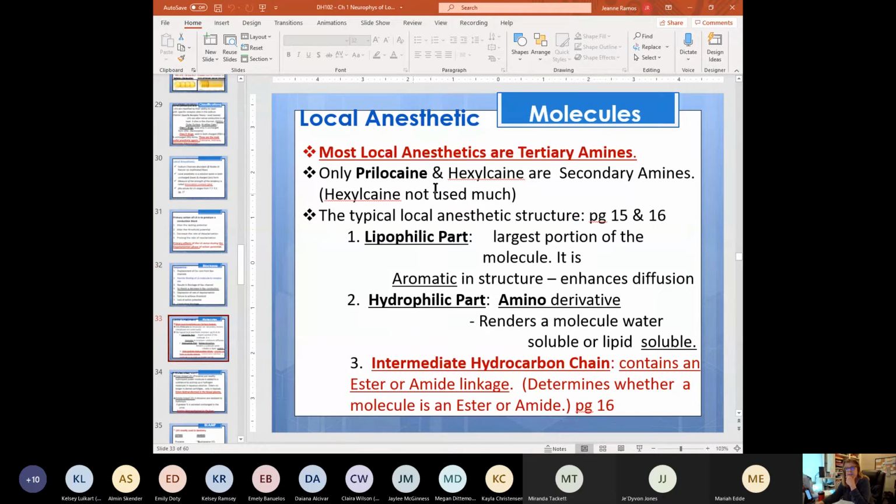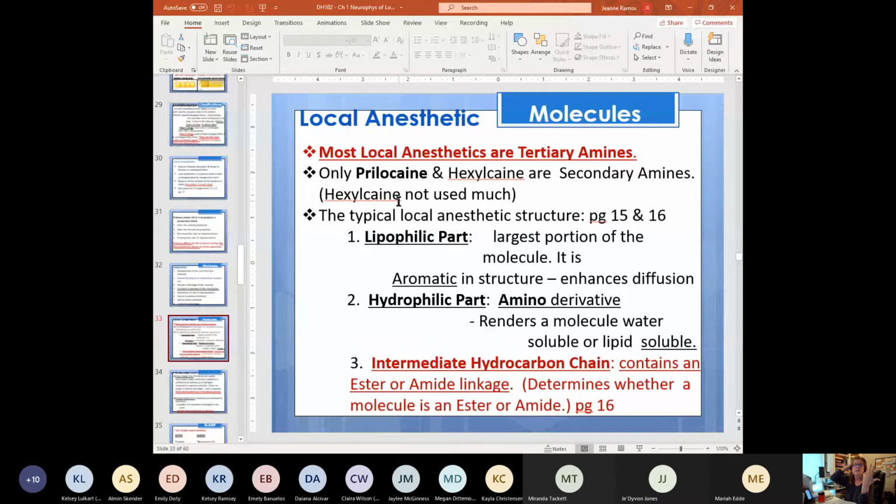So most local anesthetics, and this you just have to memorize, there's no point. I've never seen a question that puts up a chemical structure, drawing the hexagons and the circles and the lines in between. That's what this is referring to on amines. Most local anesthetics are tertiary amines. There's primary, there's secondary, and there's tertiary amines. So tertiary would be the third set of amines. Only prilocaine and hexylcaine are secondary amines, and hexylcaine is not used much.